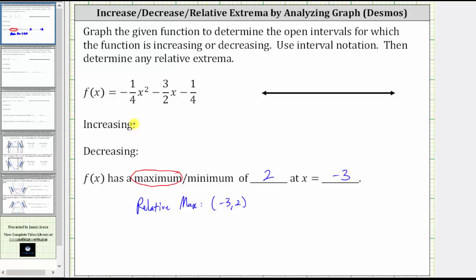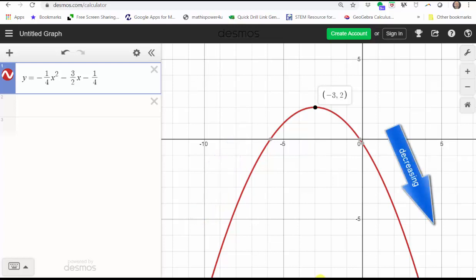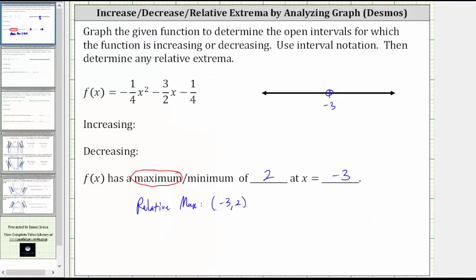And now for the intervals for where the function is increasing or decreasing, let's use a number line. If we plot -3 on the number line, because that's where it changes from increasing to decreasing, we make an open point. Again, looking back at the graph, when x is less than -3, the function is increasing. When x is greater than -3, the function is decreasing. So it's increasing on the left and decreasing on the right.